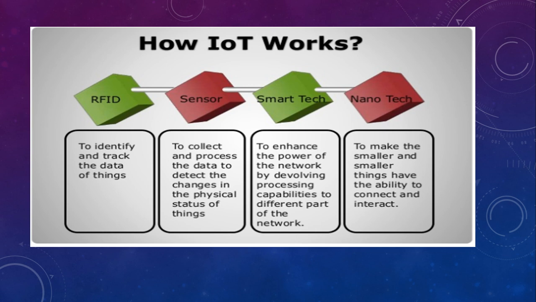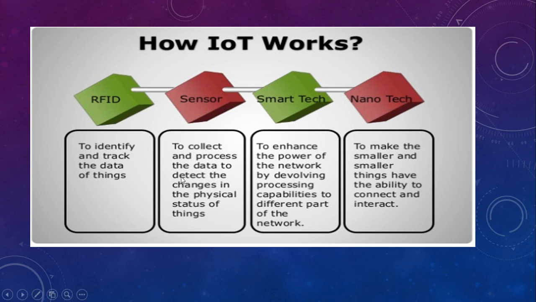So this is a simple scenario of how IoT works, as per the example of RFID. Here the object is RFID, then the electronics is the sensor, then to connect all these things we use smart technology and nanotechnology. So how do we differentiate these last two terms, smart technology and nanotechnology? Smart technology makes the whole of the things involved in IoT smart, and nanotechnology focuses on small things, the individual small things involved in that particular IoT project. So see here, RFID is used to identify and track the data of things, that is your RFID card.